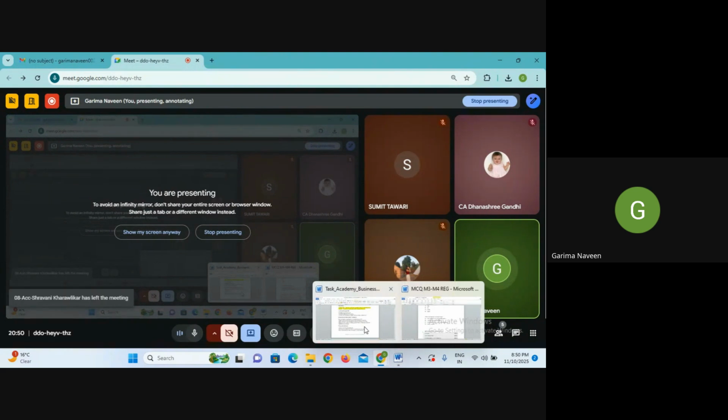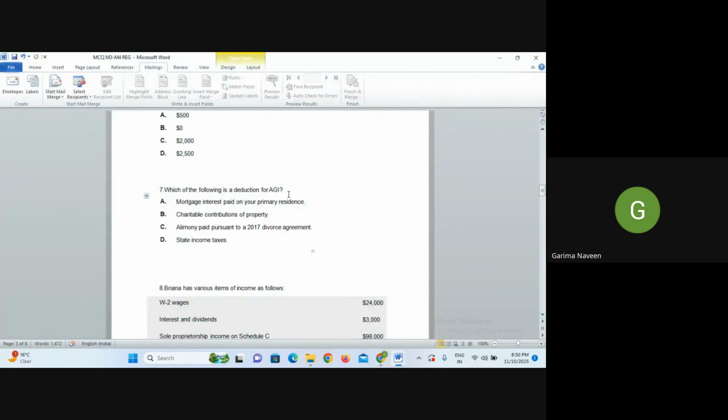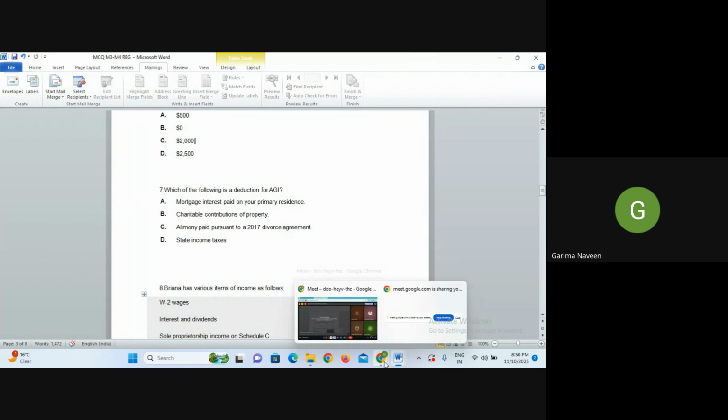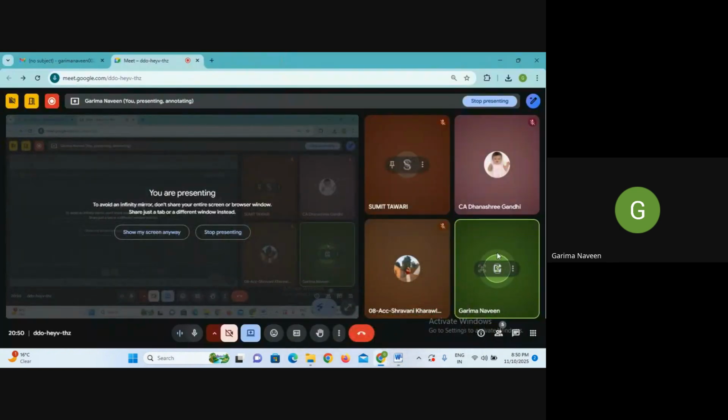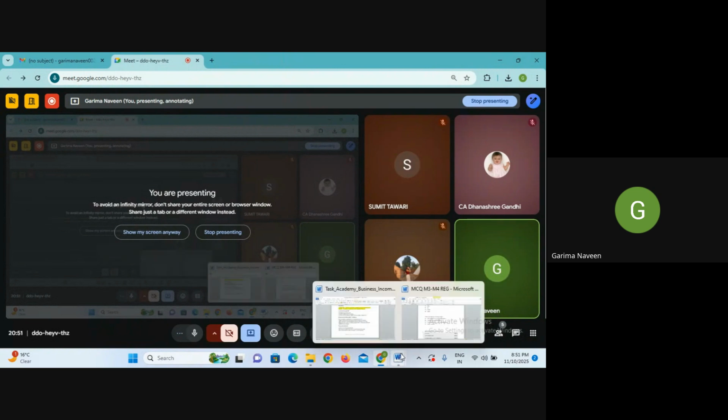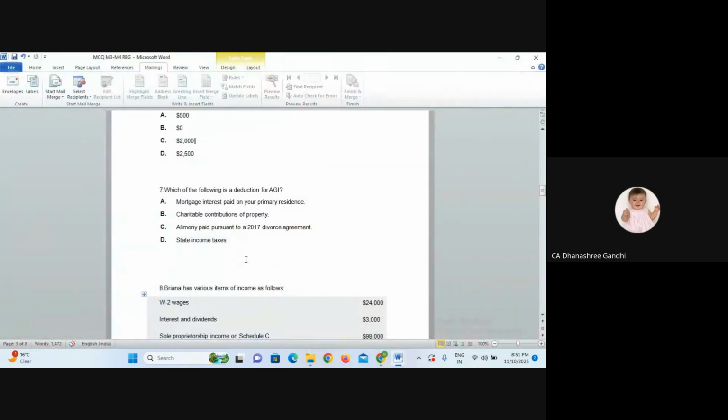They are asking what the deduction for AGI is, meaning what should be the above the line deduction in this case. Option A. Mortgage interest. Ma'am, option C.